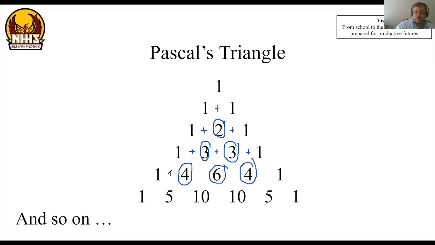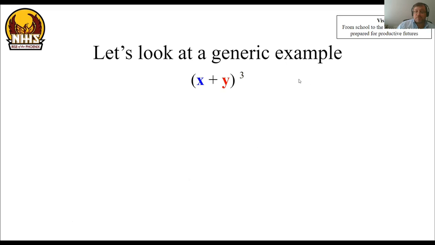4 plus 1 is 5. 4 plus 6 is 10. 6 plus 4 is 10. 4 plus 1 is 5. So this is what we're doing. We're learning Pascal's triangle, and we're going to see how to use this. So let's take a look and see if we can see the application. And we'll start with this example here.